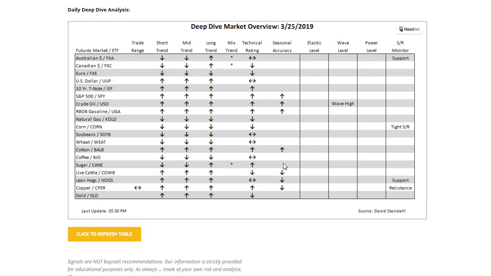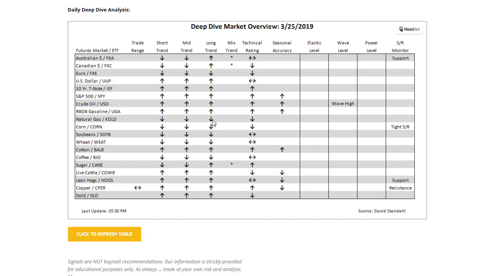Hey there, it's David Stendahl with tonight's Deep Dive. It is March 25th, 2019, and we're going to take a look at corn tonight. The ETF is CORN for those that want to trade ETFs. What's basically taking place is we have the trends all point to the downside.